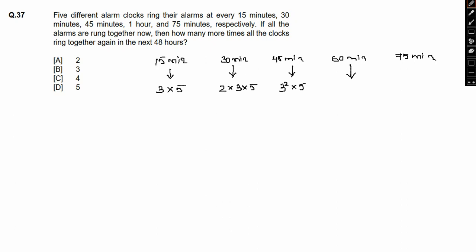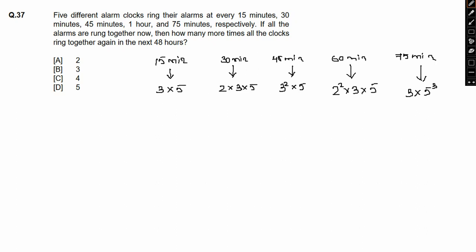This 60 can be written as 2 square into 3 into 5. And finally this 75 can be written as 3 into 5 square.